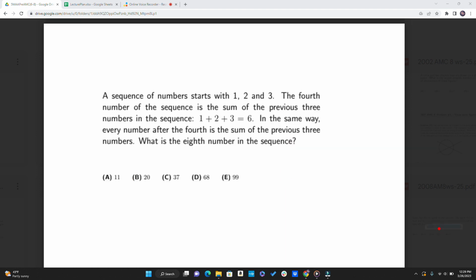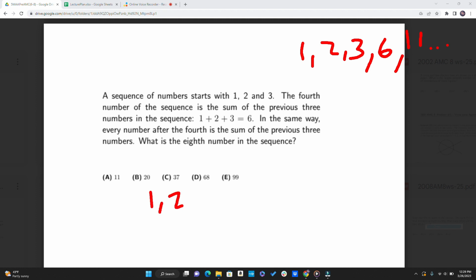Okay, we've got a sequence with numbers. It starts with 1, 2, 3. The fourth number of the sequence is the sum of the previous 3 numbers. So we start 1, 2, 3. Then you add those to get the next term, which is 6. Then we would add 2, 3, 6 to get the next one. 2 plus 3 plus 6 is 11, and then we keep going.